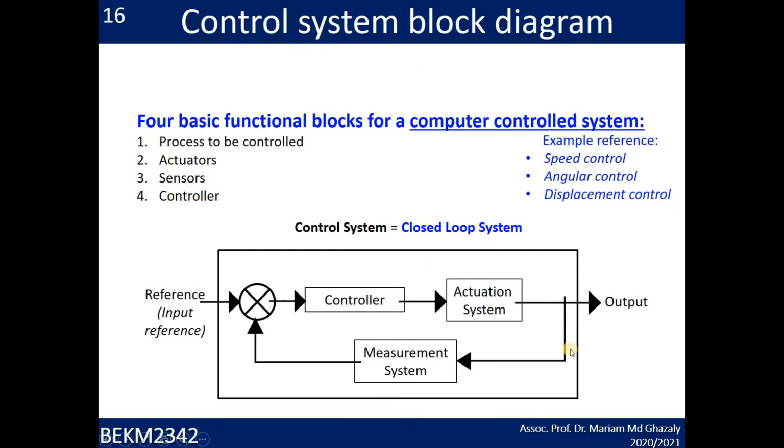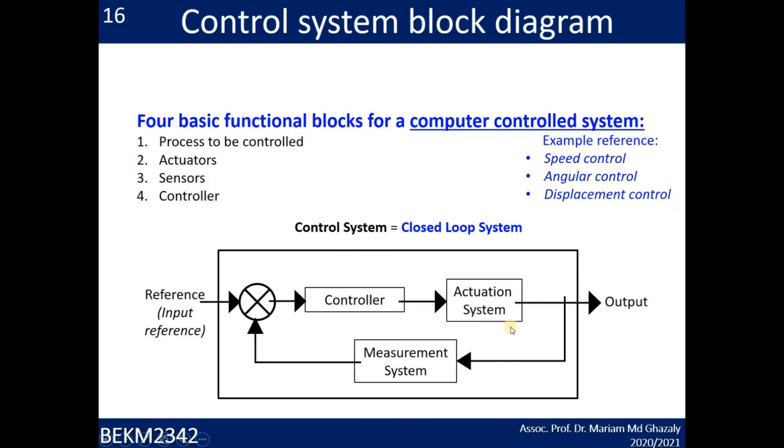So the control system block diagram consists of the 2 initial blocks that I explained in the previous slide, which are the measurement system and the actuation system. And of course, because it's a control system block, you need to have the controller inside here.